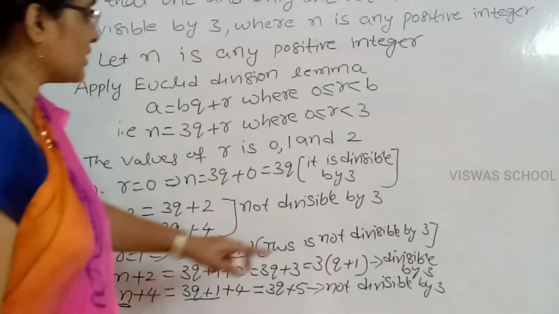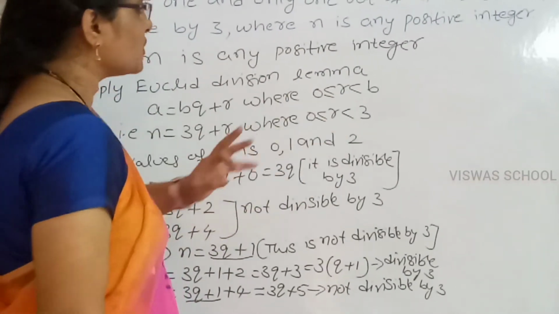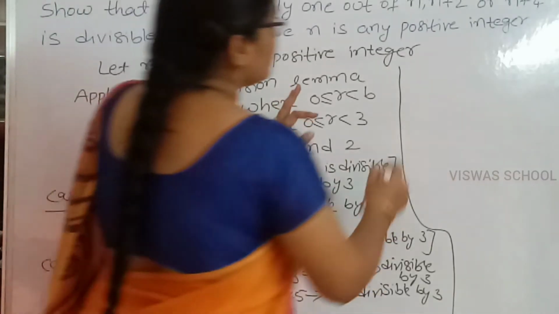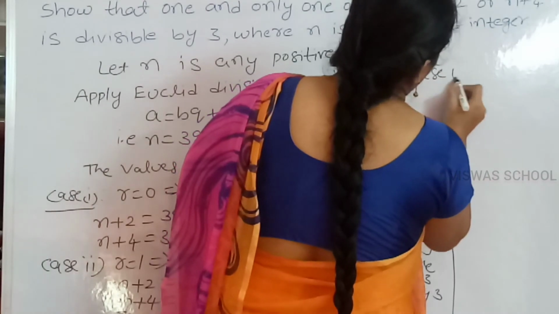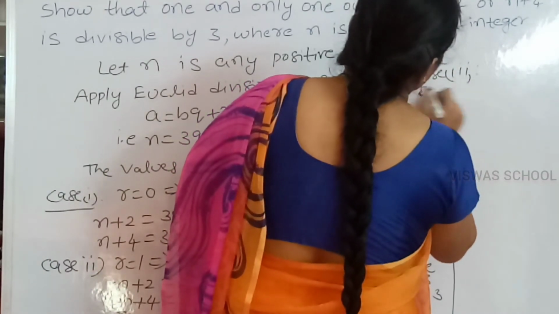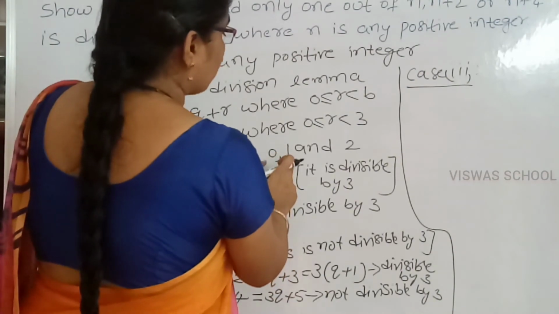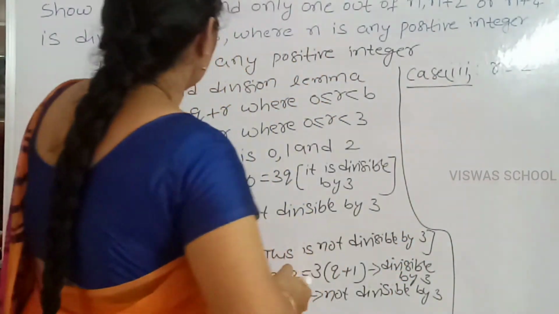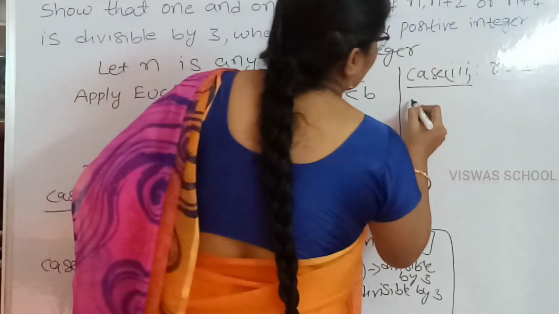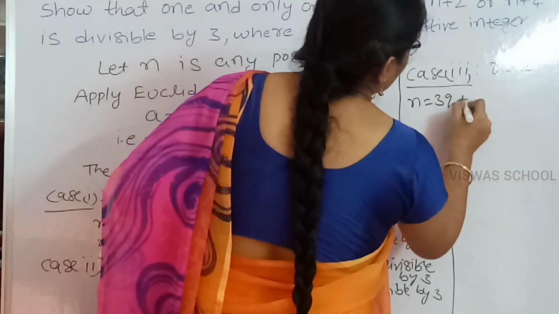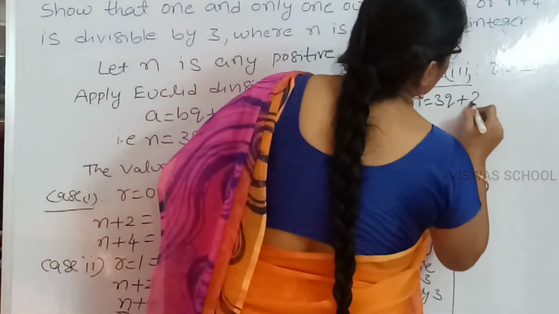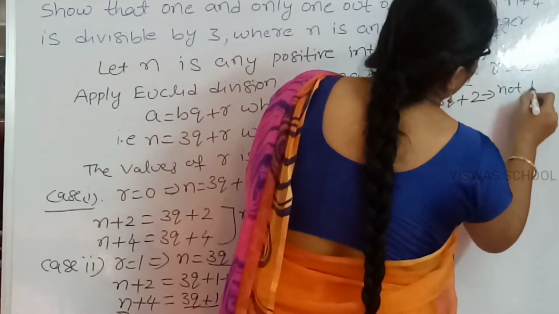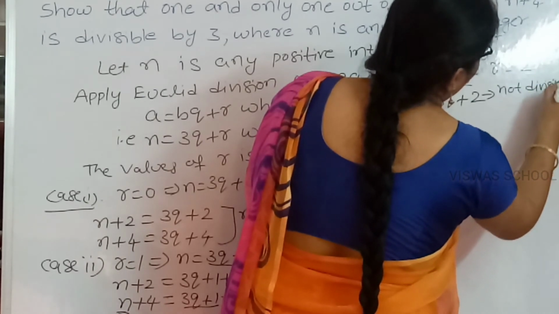Coming to the third one. Next, coming to case 3. We completed r values 0 and 1, now 2. r equals 2. If r equals 2 here, n equals 3q plus r, that is, r value is 2, so 3q plus 2. This is not divisible by 3.